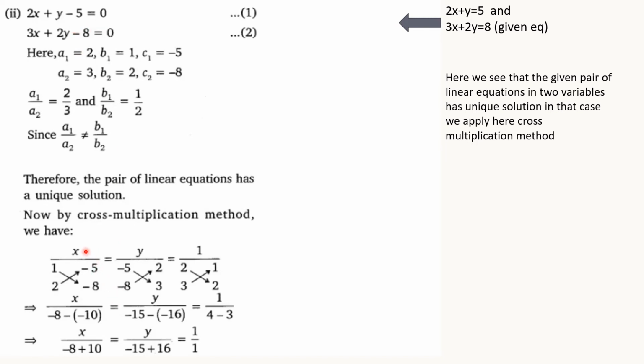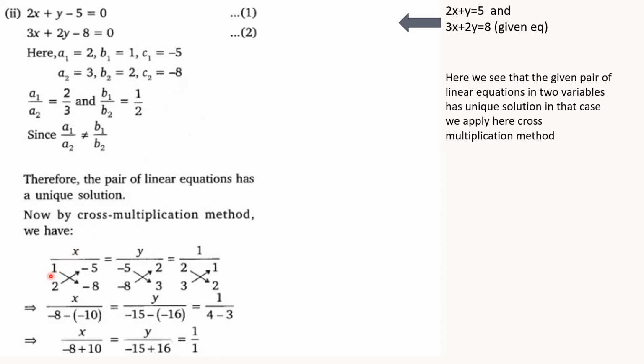Here, x upon b1 b2 c1 c2 equals y upon c1 c2 a1 a2 equals 1 upon a1 a2 b1 b2. So the value of a1 is equal to 2, b1 is equal to 1, c1 equals minus 5, a2 equals 3, b2 equals 2, and c2 is equal to minus 8.